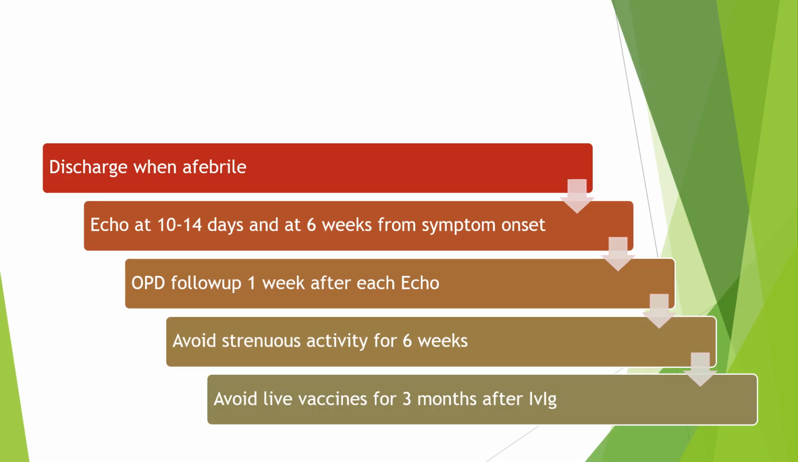And what about further follow-up? You can discharge the child when he is afebrile, but follow-up is very important. What we have to do is an echocardiogram at 10 to 14 days and also at 6 weeks from symptom onset, definitely in liaison with the cardiology department. The child should be followed up in the OPD 1 week after each echo. Strenuous activity should be avoided for 6 weeks. And very importantly, any live vaccines should be avoided for 3 months after IVIG.